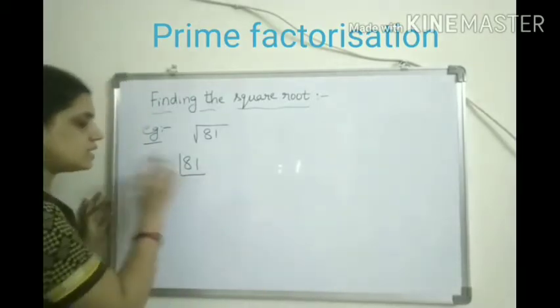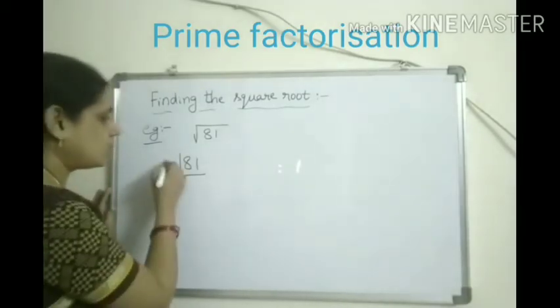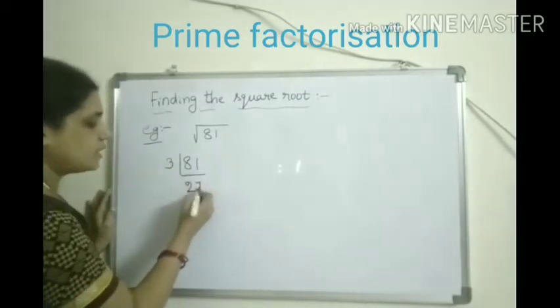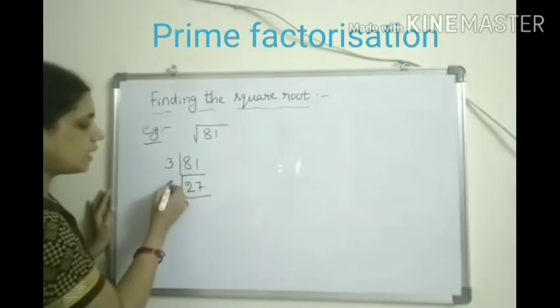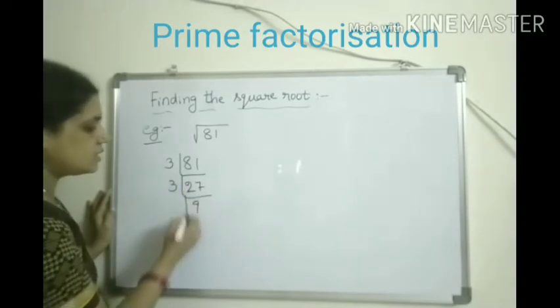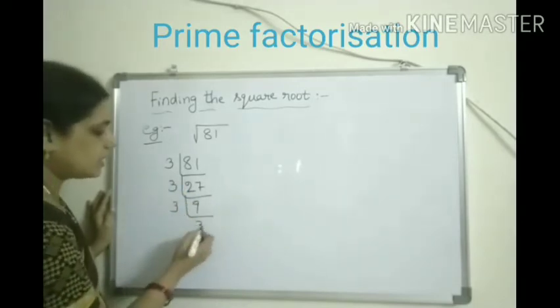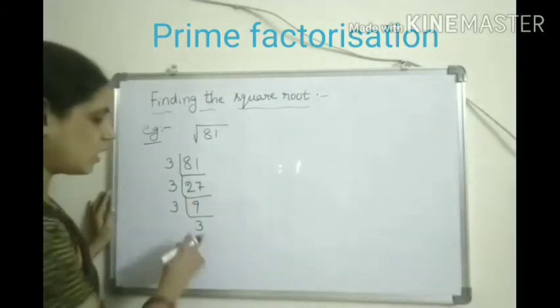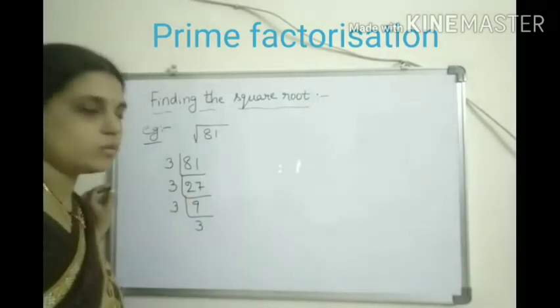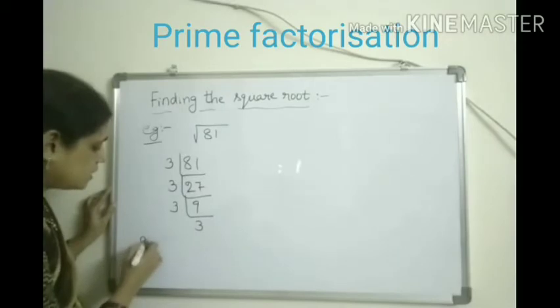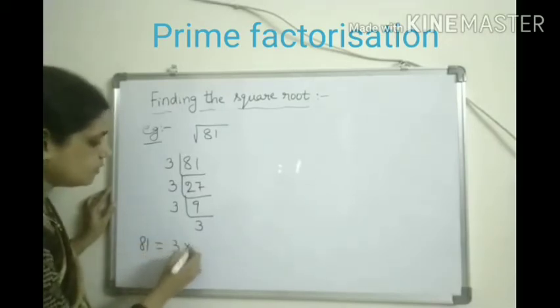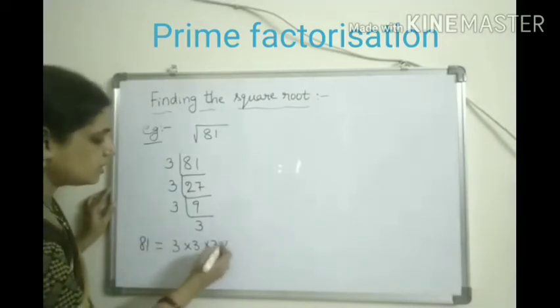So here for 81, what is the prime factor? We can take 3, 27 times. Now again 3 we can take 9 times. Now again 3 we can take, so 3 3s are 9. Until we get a prime number we have to continue the process. So now 81 equals 3 into 3 into 3 into 3.